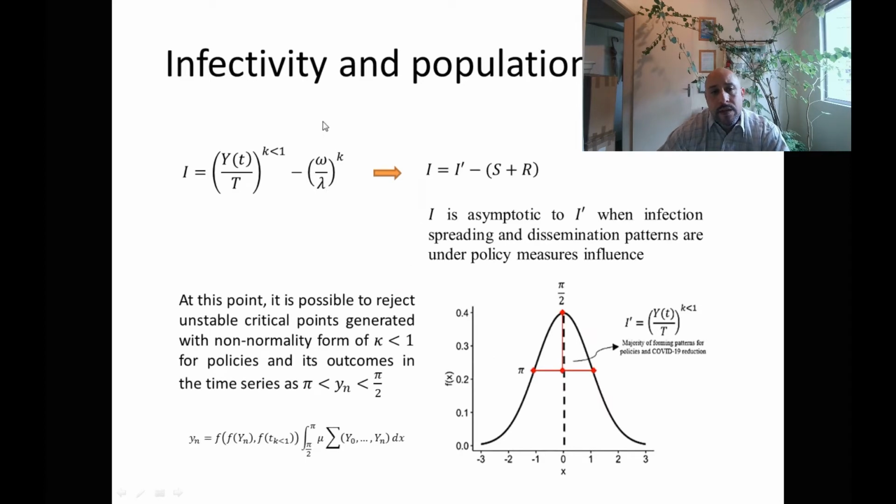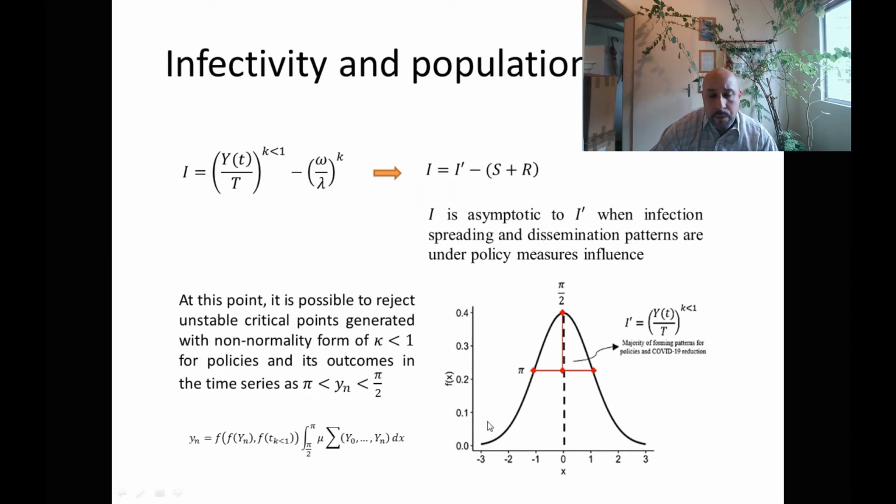And concerning infectivity and population, here we have a modified equation where the global proposition for this method is concerning removing S, E, R, where the I compartment can be asymptotic to I, a new I, where the infection, spreading, and dissemination patterns are viewed under policy measures influence.